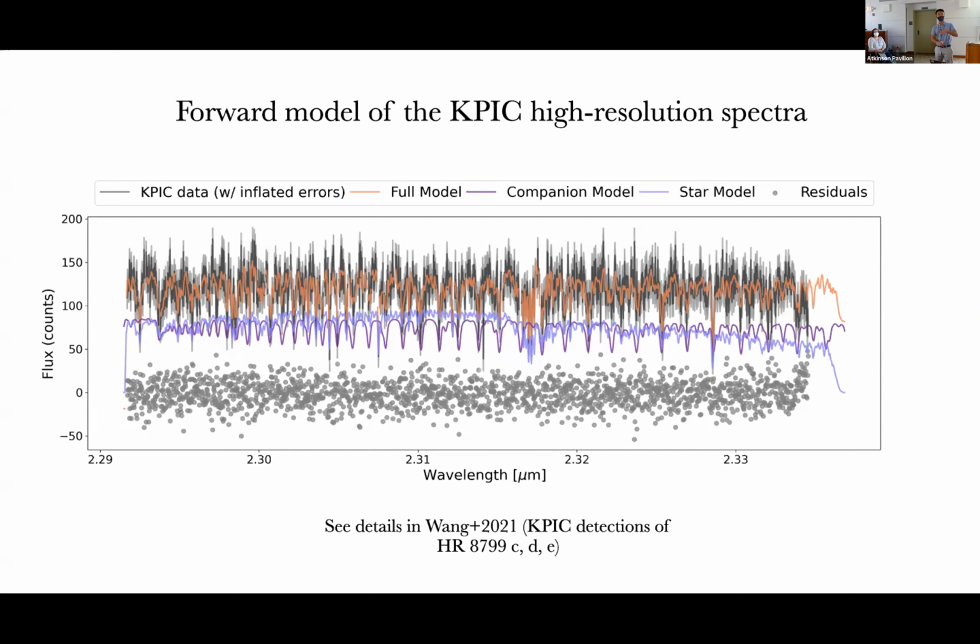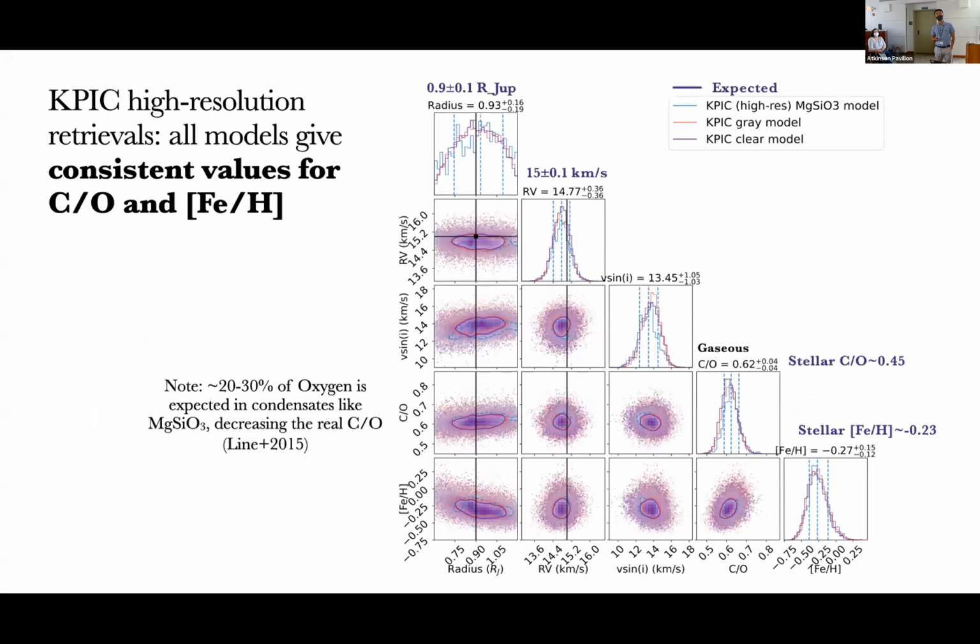So after running a series of fits with this data, I found that all the cloud models I tried give consistent values for the C to O ratio and the metallicity. So on the right here, you can see in 3 colors the fitting results from the 3 different cloud models. And it's clear that the high resolution spectra are not very sensitive to the cloud assumptions at all. All the posteriors overlap significantly. We can compare the radius and radial velocity shift of the object with our prior expectations, and they match well. And the v sin i, or projected rotation rate of the object, is a new result from the study.